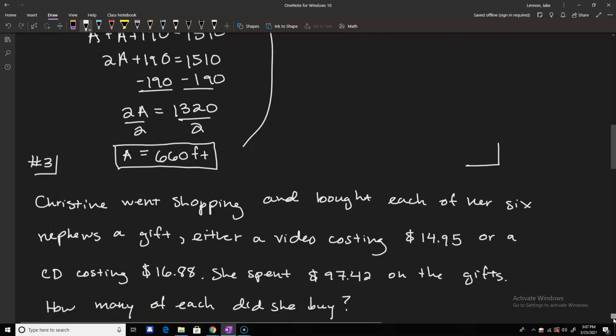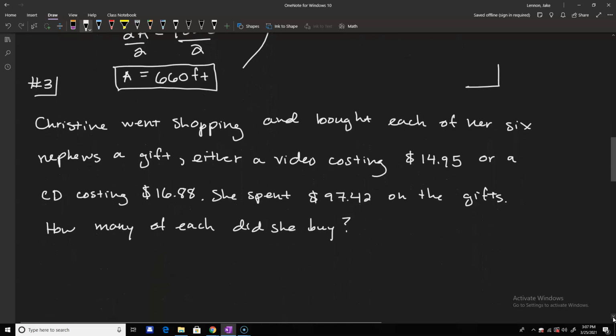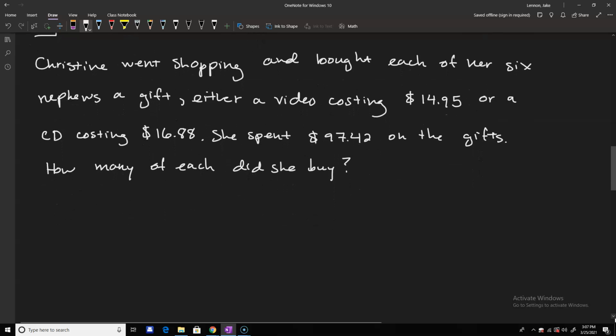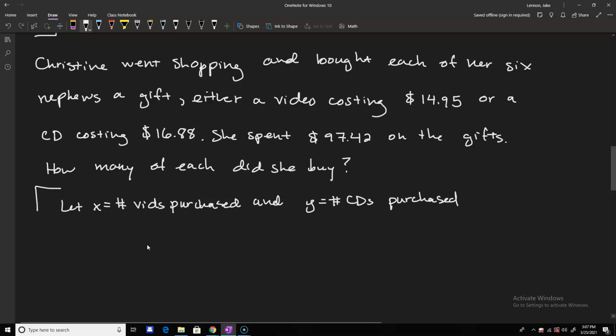So again, not so much different from the first one, but we do actually have some sort of application. But they get a little more interesting with things like number 3, where we have Christine going shopping, and she's buying each of her 6 nephews a gift, either a video costing $14.95 or a CD costing $16.88. So here, let's actually define our variables. Let x be the number of videos purchased, and y the number of CDs purchased. Defining our variables like that makes everything very clear.